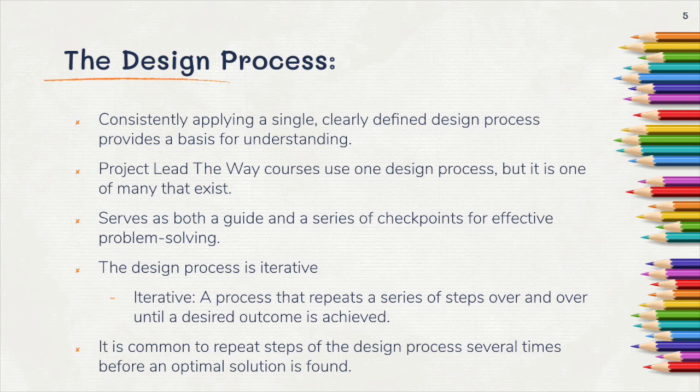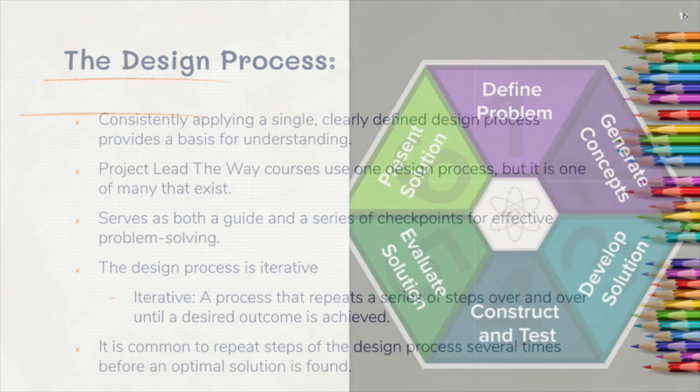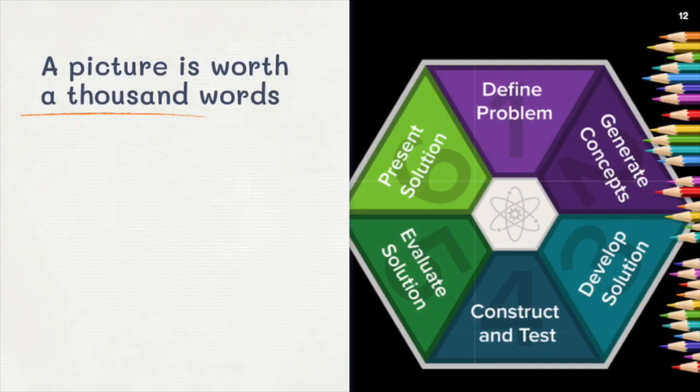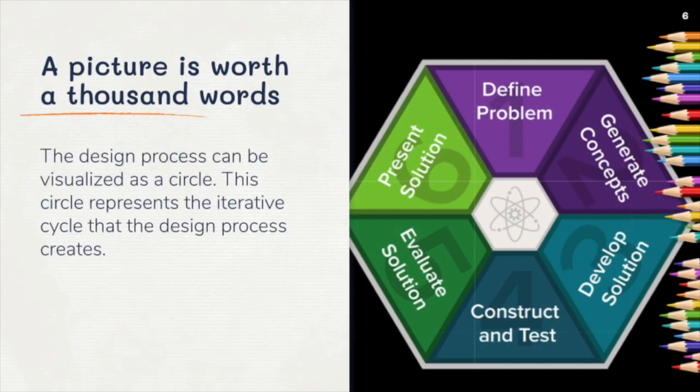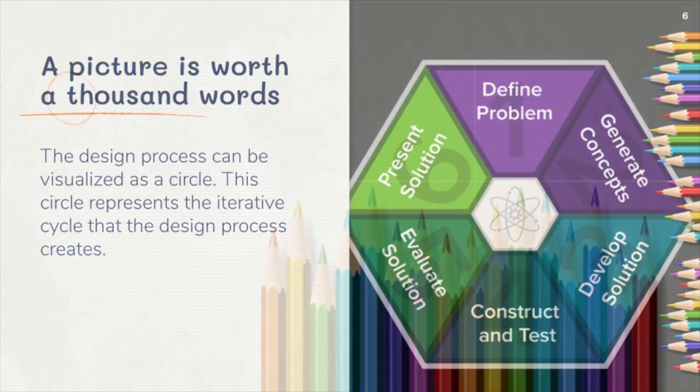The design process is iterative, which means that it repeats a series of steps over and over until a desired outcome is achieved. It is common to repeat steps of the design process several times before the best solution is found. The design process pictured to the right is a visual representation of each step. Think of the design process as a circle that you can repeat as many times as you need. You may also need to move in between the individual steps back and forth multiple times.